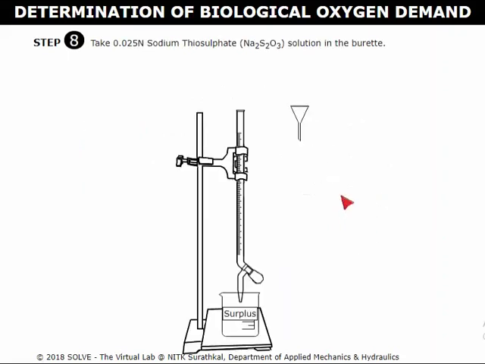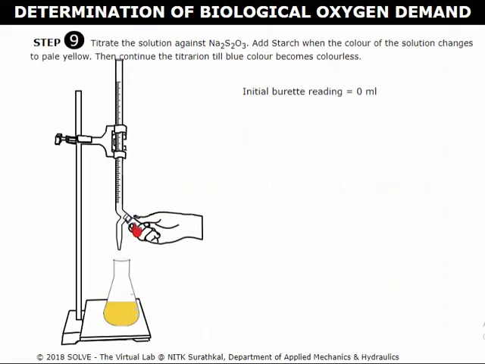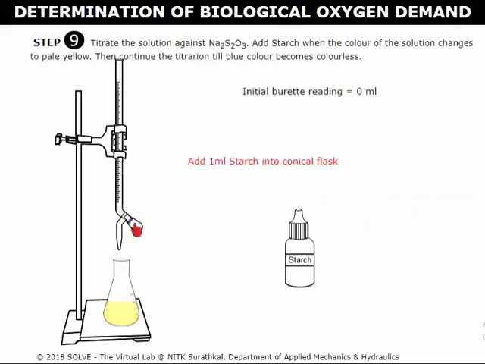Click here to place the funnel into the burette. Click here to open the sodium thiosulfate solution. Transfer the solution into the burette. Close the lid. Remove the funnel from the burette. Click here to open the knob and start the solution to flow into the conical flask. Close the knob when the color of the solution changes to pale yellow.